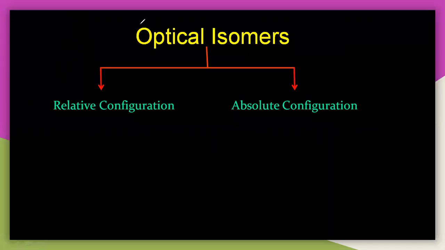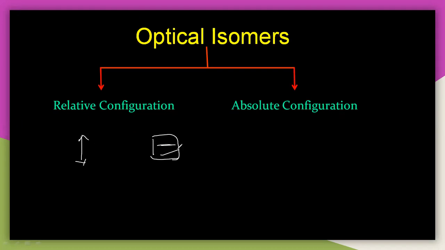So my dear students, in the previous session I told you about optical activity, with its conditions, the criteria, and the chirality and symmetry of the elements. I told you all about optical activity. If a molecule is optically active, then we will get optical isomers.